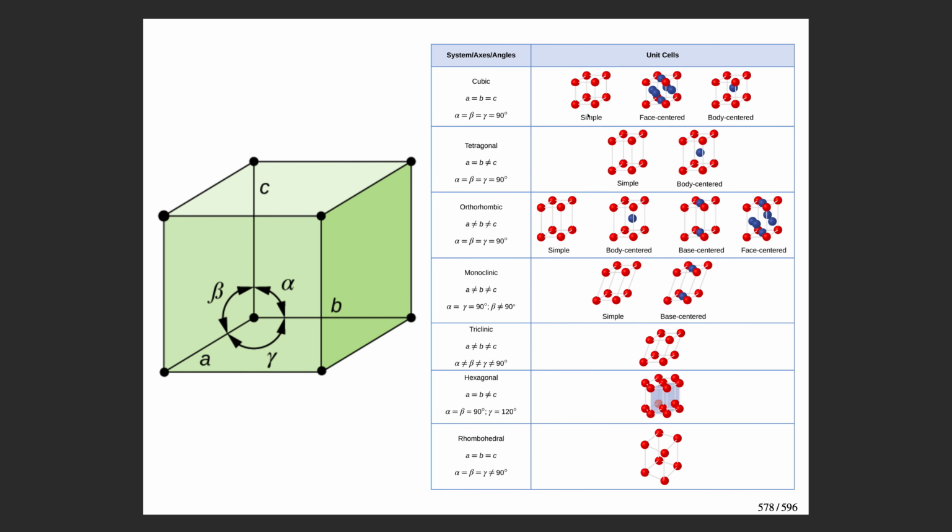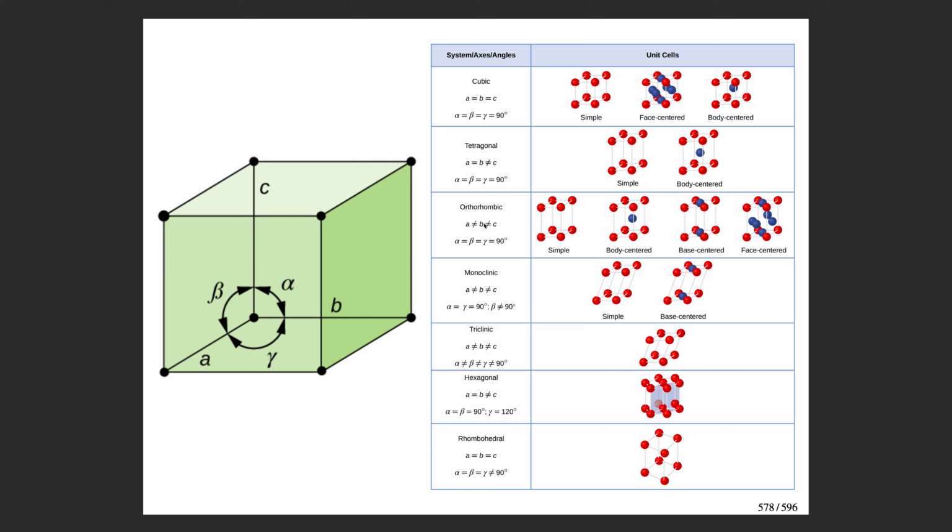So here we see the easiest ones to understand are the cubic unit cells. Here's a simple cubic system, okay, where you have atoms at each corner. Here's an example of a face-centered cubic structure where you've got atoms at the corners and then you've got atoms at each face. And here's the body-centered cubic where you've got atoms at the corners and then there's one in the middle. If it's not a perfect cube, if it's more like a rectangle, then you'll have the tetragonal structures.